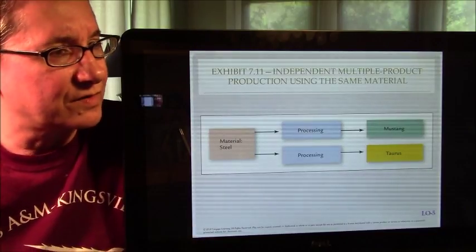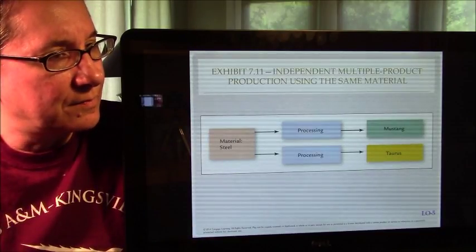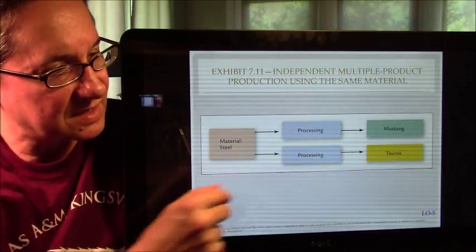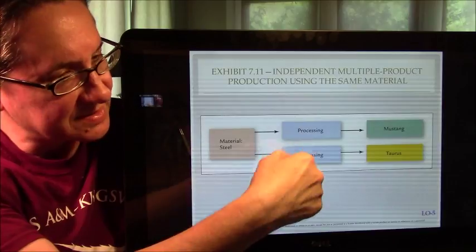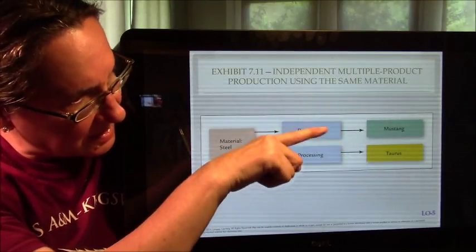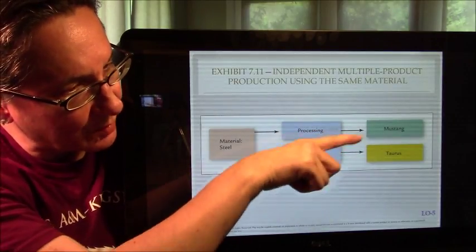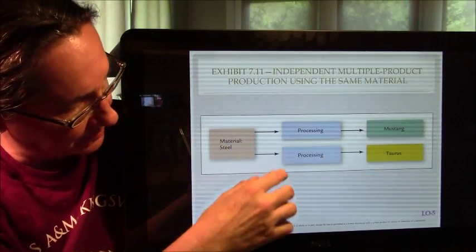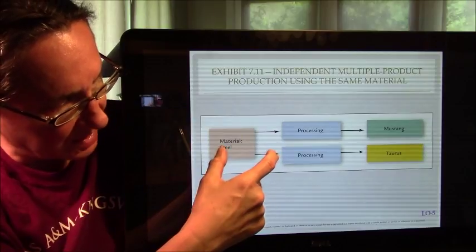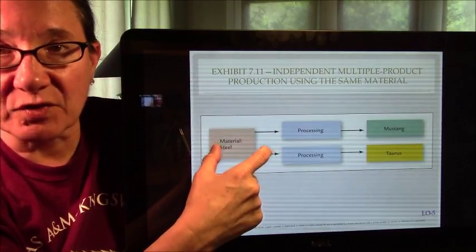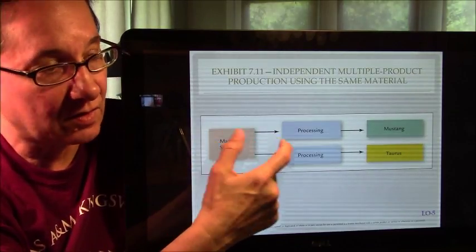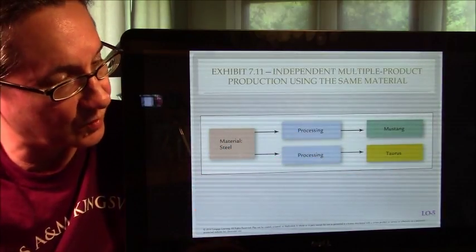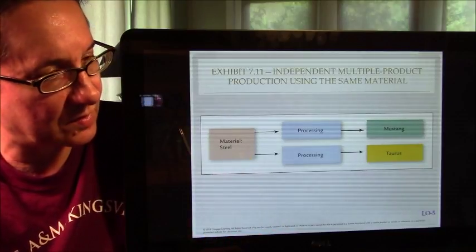All right. So here's the idea. Material is steel. Here's where we're splitting off, and there's separate processing that you're going to go and get your Mustang and your Taurus, right? So the joint costs are back here in the steel. Processing is separately to turn it into a Mustang or a Taurus. So we're talking about this part, all right?